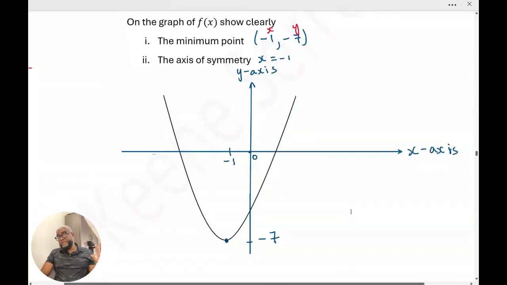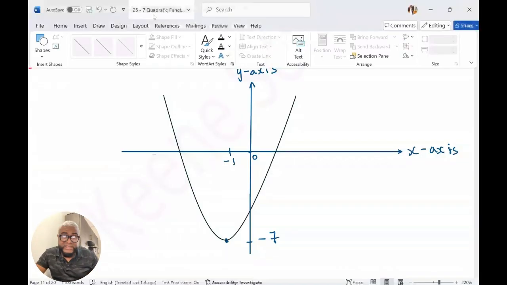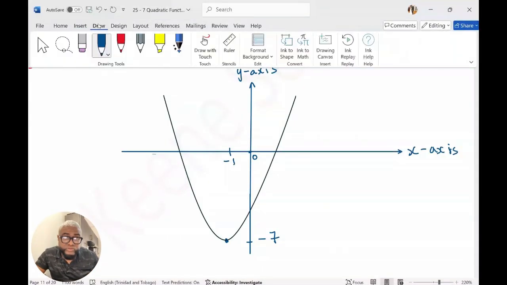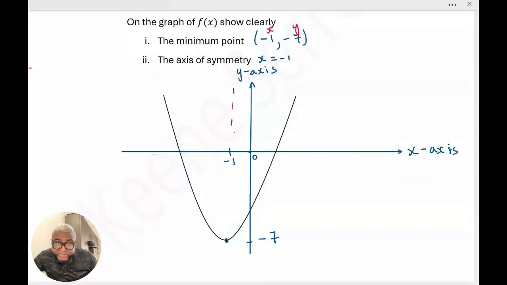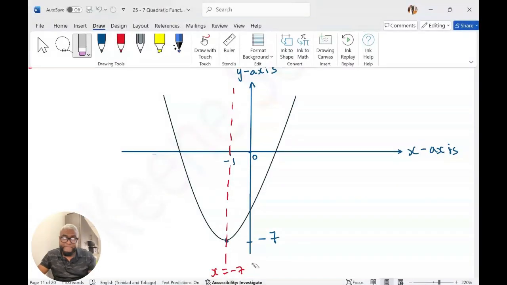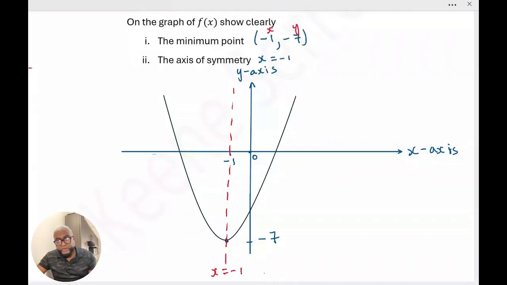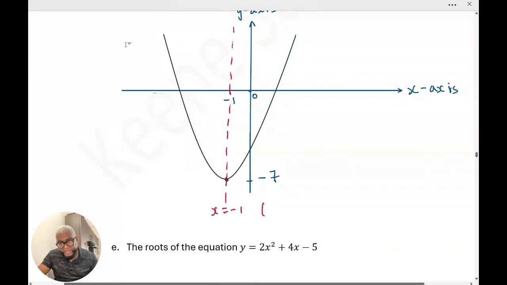So let me show you all what the equation of the axis of symmetry would be represented by. We're going to put a dotted line now to indicate the equation of my axis of symmetry. It's a line that runs from top to bottom and goes through negative 1 because remember, x is equal to negative 1. So this line here will be x is equal to negative 1, which will be the equation of my axis of symmetry.